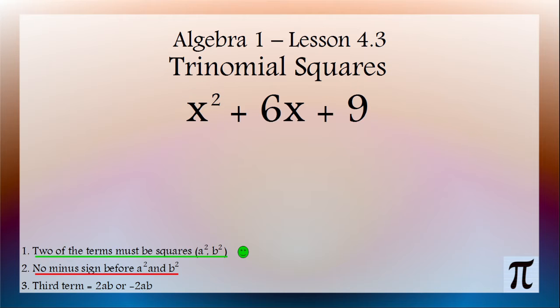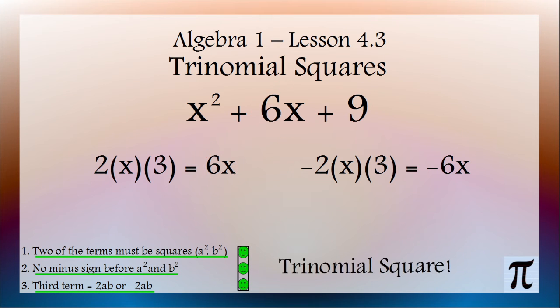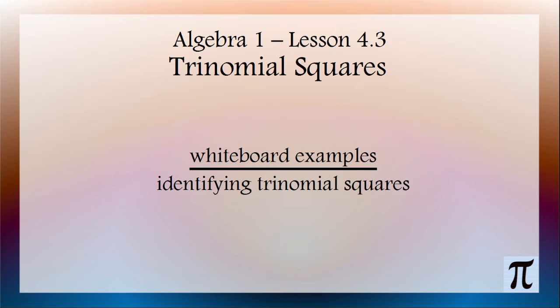That's good. Secondly, no minus sign before the a squared and b squared terms. Yep, there's a plus sign in front of both of those there. And finally, the third term must equal 2 times a times b or minus 2 times a times b. And if we work this out, 2 times x times 3 is 6x, and minus 2 times x times 3 is minus 6x. So yep, we've got a match. This is a trinomial square. We've met all the requirements. Let's jump over to the whiteboard and try to identify some trinomial squares.